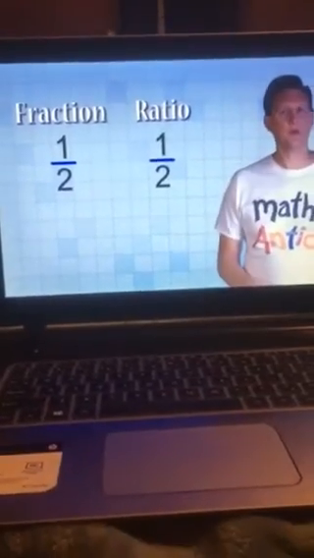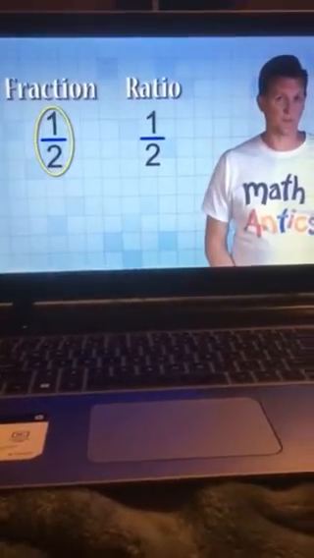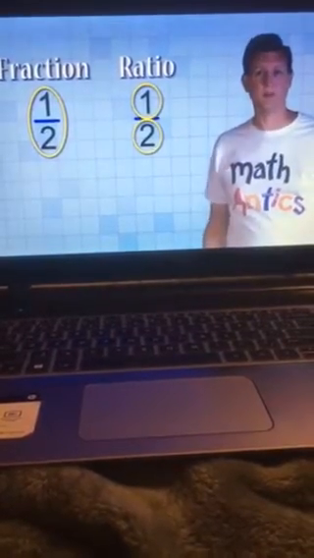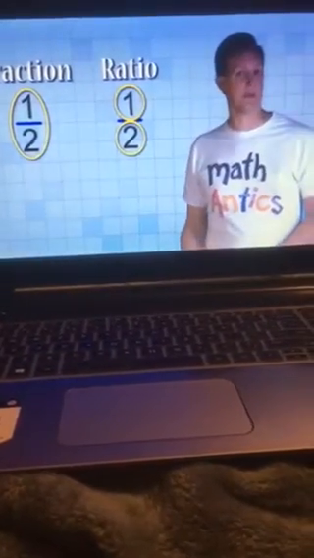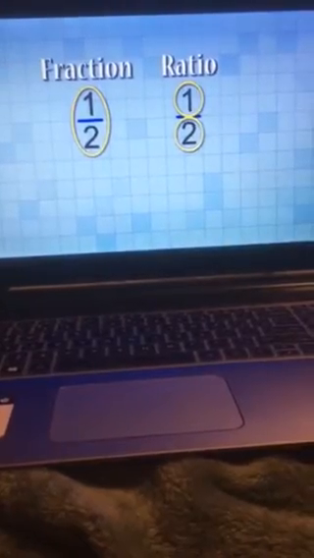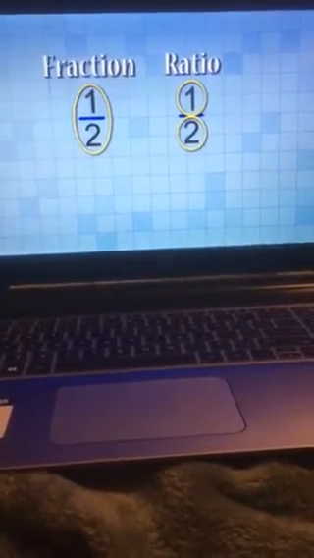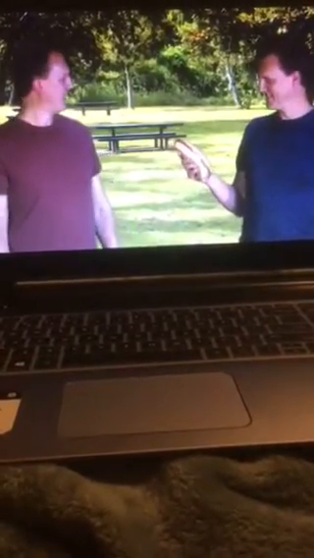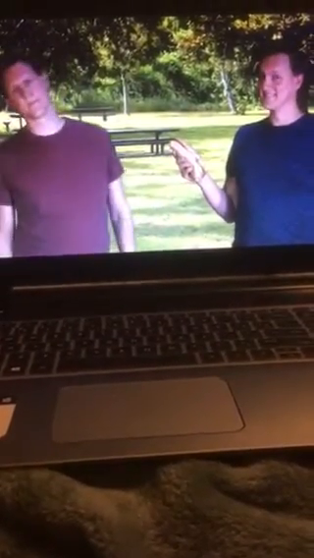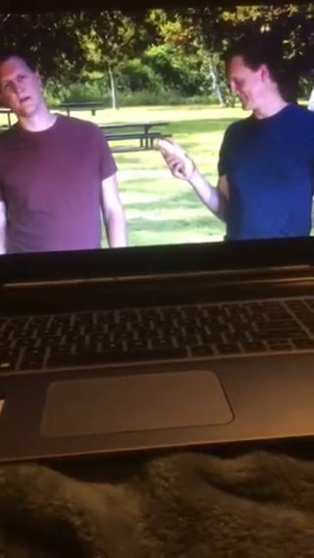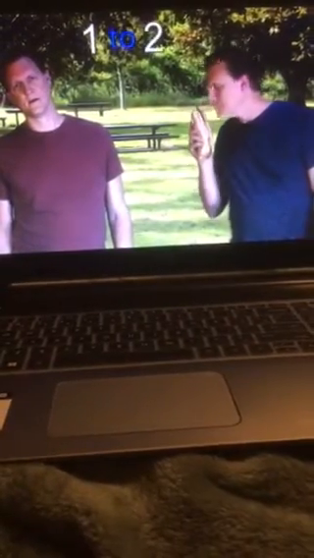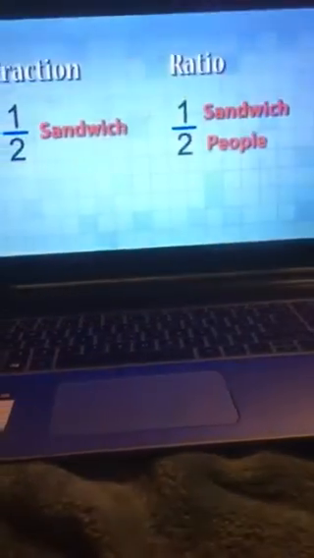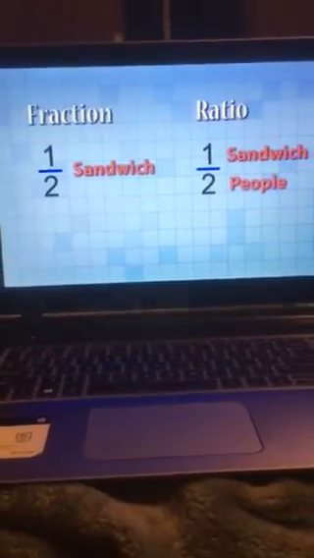Now let's see how we can use the ratio 1 over 2. With the ratio, we don't treat it as if it's just a single number. Instead, we pay close attention to the top and bottom numbers because we use them to refer to different things. For example, let's say we're planning to go on a picnic, and for every 2 people that are going on the picnic, we're only bringing one sandwich. In that case, we'd say that the ratio of sandwiches to people is 1 to 2, or one sandwich per 2 people. Do you see the difference between our fraction and our ratio?